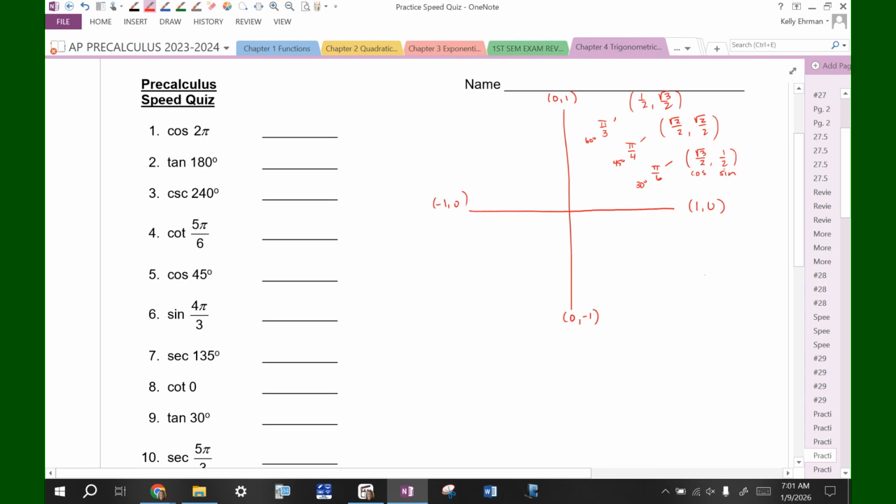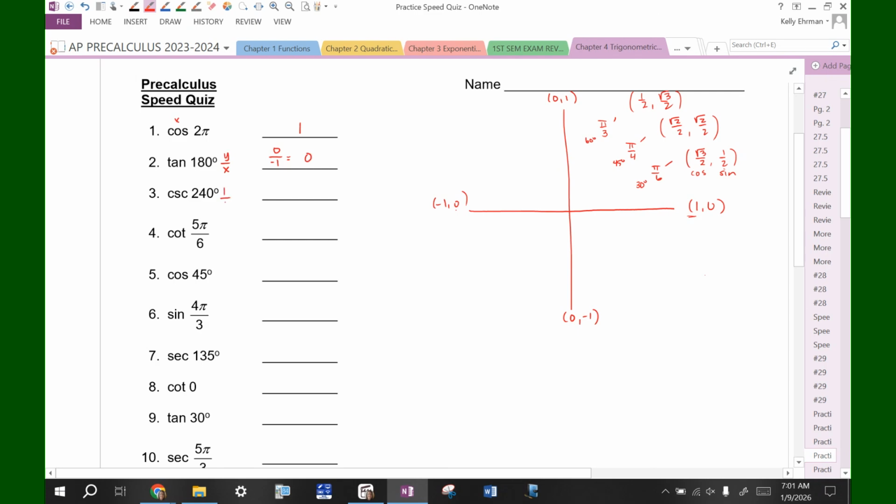All right, so when I go around this, cosine of 2 pi, I can make a note that cosine is the x coordinate at 2 pi, which is right here. So that answer is 1. Tangent is y over x. So go to 180 degrees. The y is 0. The x is -1. So this is 0.